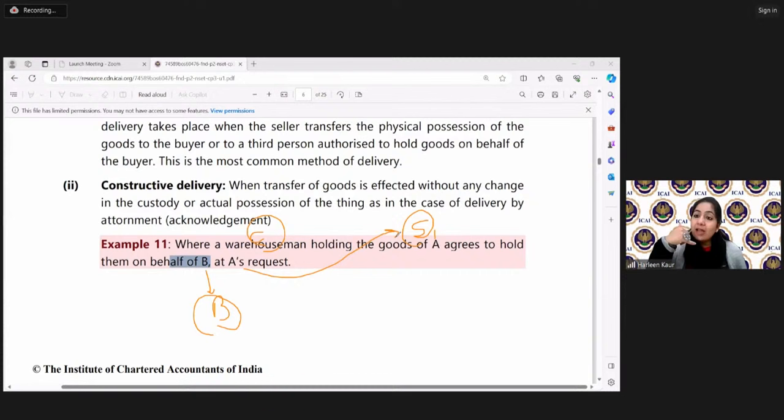Now you call B and tell him that I'm holding this car on your behalf. Now Mr. C will call Mr. B. Sir, your car is already sold. That car is lying with me. I'm holding that car on your behalf. You can come and collect it from me.